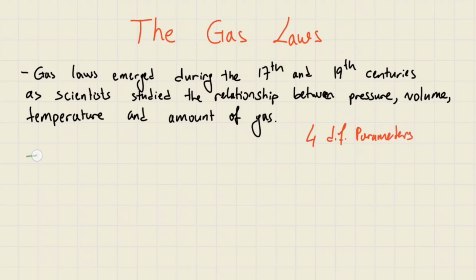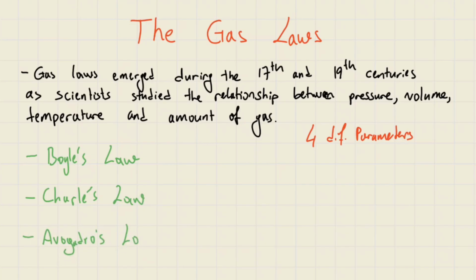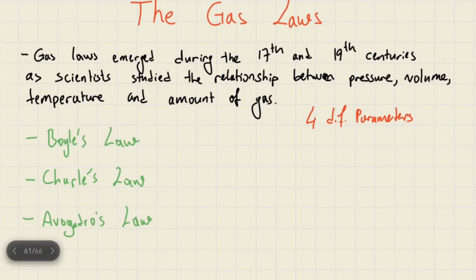And the first 4, firstly, is Boyle's law. The second one is Charles' law. Third one is Avogadro's law. And we have one more, which is the fourth one, and it is the Gay-Lussac law. So firstly, I want to mention all of them.